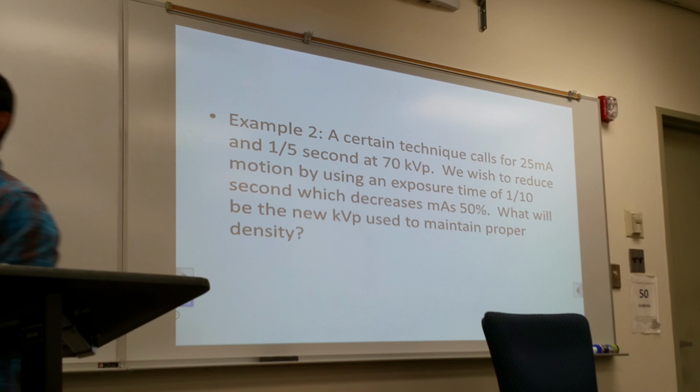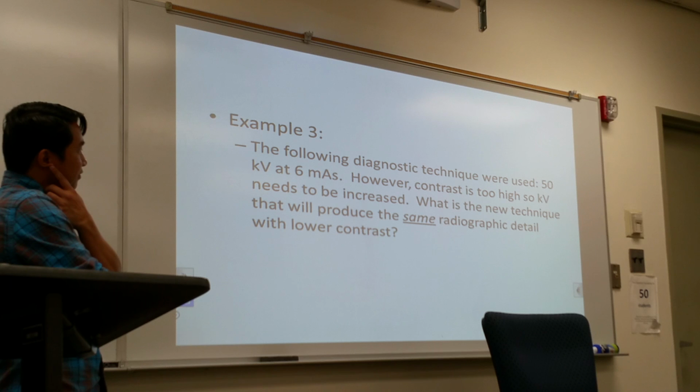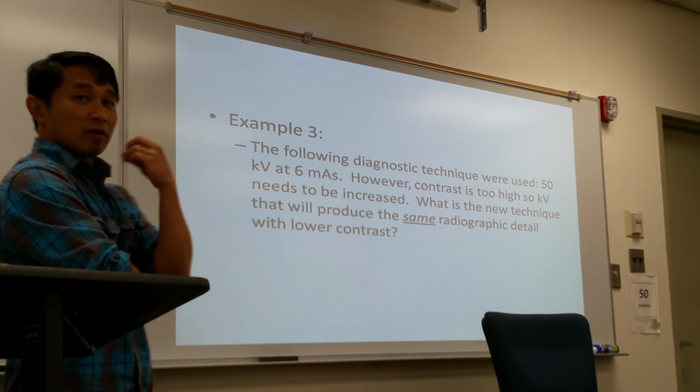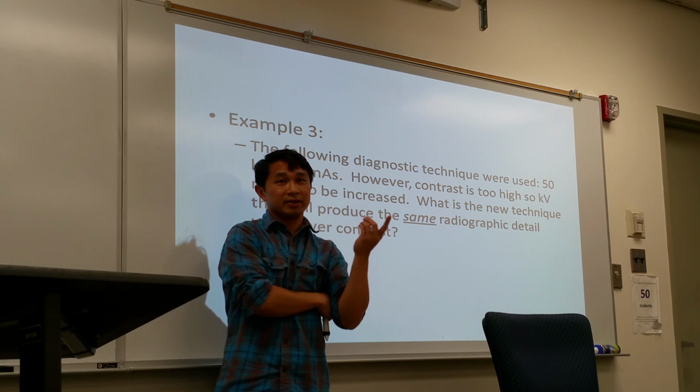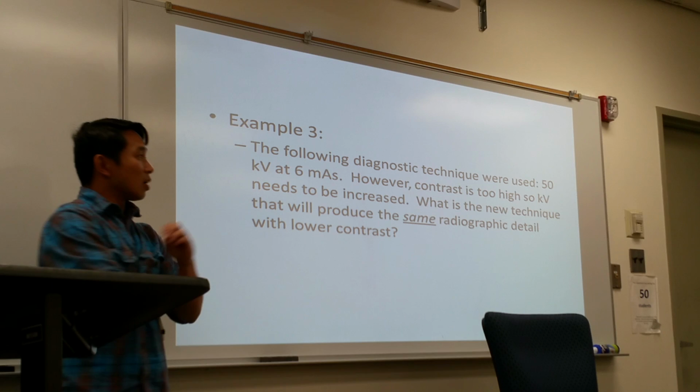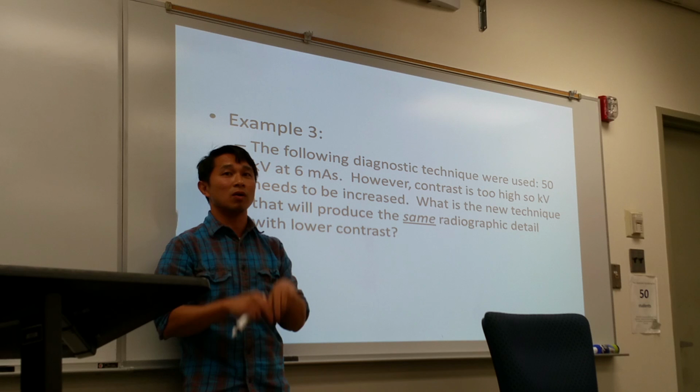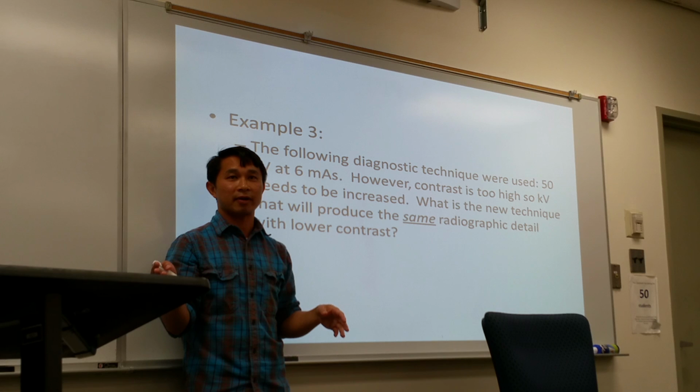The following diagnostic technique is used: 50 kV at 6 mAs. kV is one of the primary factors in controlling radiographic contrast. Using 50 kV, contrast is too high, so we want to change kV by increasing it. What is a new technique we can produce with the same radiographic detail but with lower contrast? When we increase kV, high kV will produce low radiographic contrast. But changing kV also affects radiographic density. So we want lower contrast but with the same level of radiographic density.